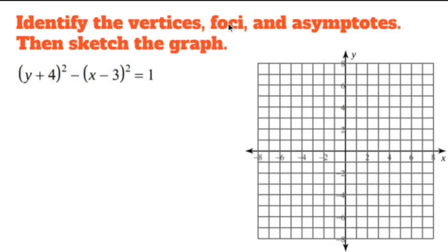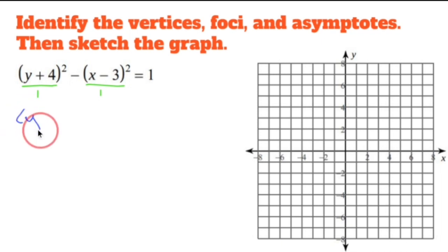Identify the vertices, foci, and asymptotes, and then sketch the graph. This is a hyperbola because we have a y something squared, we have an x something squared, we have a minus in between, and it equals 1. Usually hyperbolas look like that, and that's no hyperbole. Since the y squared is positive and the x squared is negative, we're going to compare it to this function right here because it's a vertical transverse axis.